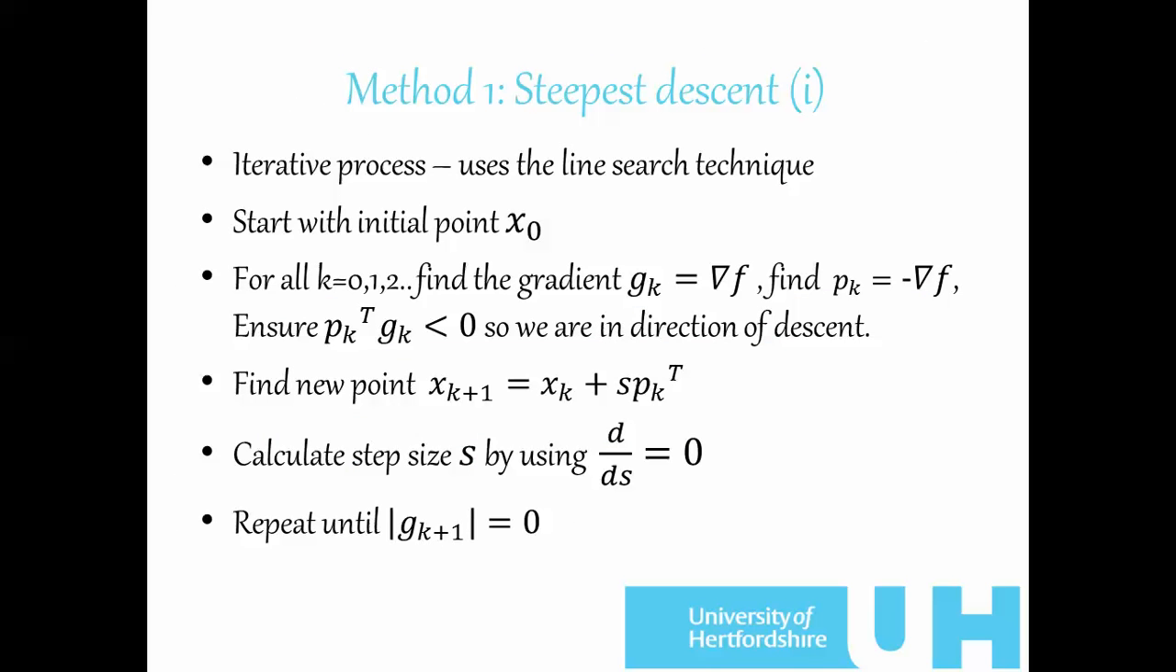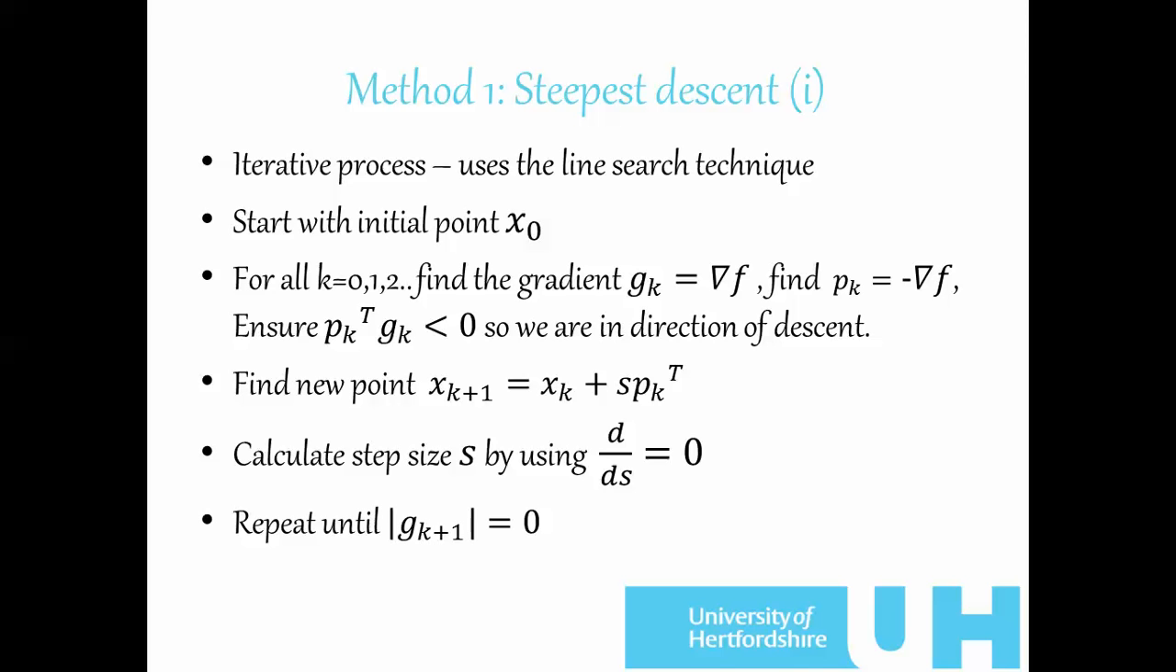So the first method we're going to look at is the steepest descent method. This is an iterative process that uses the line search technique, and the algorithm is as outlined. You start with an initial point x0, find the gradient, and find pk, which is denoted as minus the gradient. You have to make sure that pk transpose multiplied by gk is less than 0. This ensures that we are moving in the direction of descent.